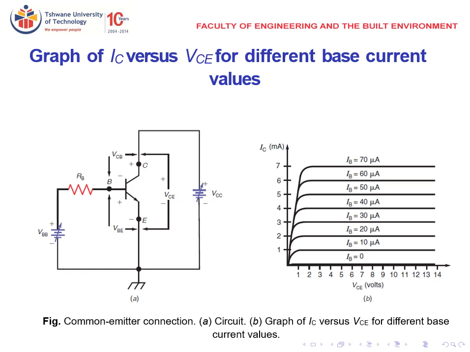Then you can do the same for IB equals 20, IB equals 30. You have the saturation region. Once it reaches saturation, then it's the active region. So on the active region, the value of IC is not controlled by any changes in VCE.